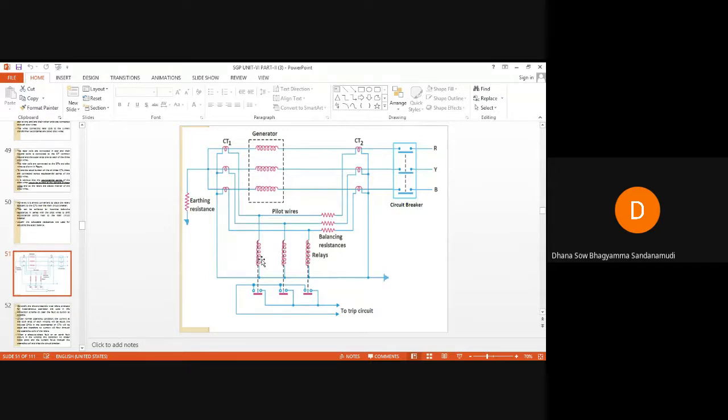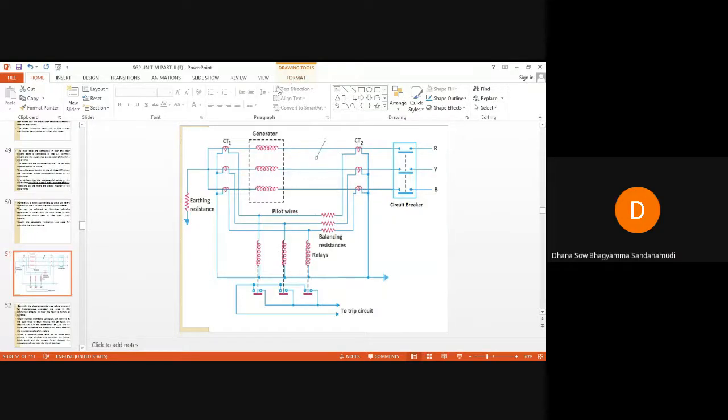Now, for more clarity, let us assume an LG fault has occurred in phase R.